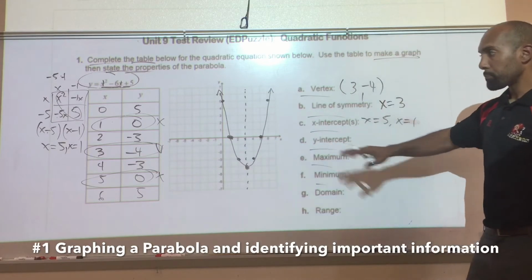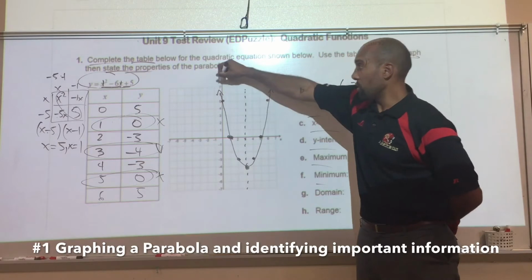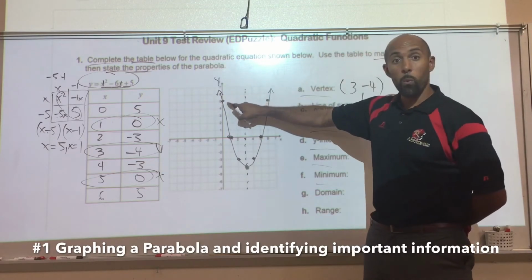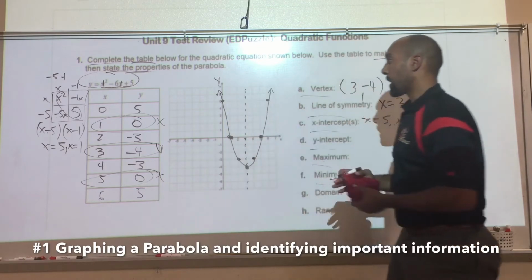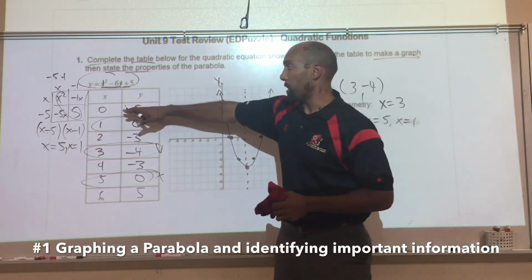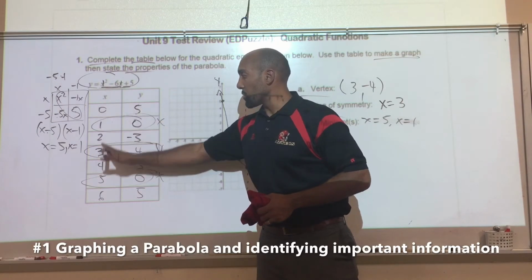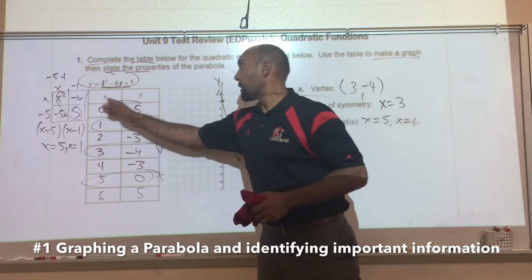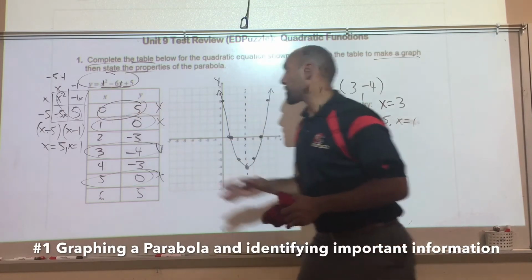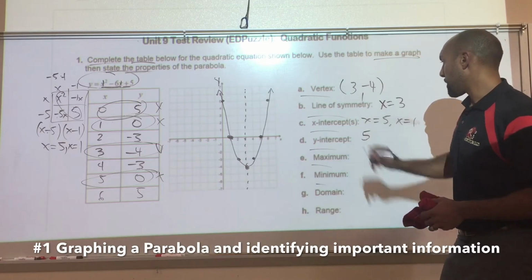Now y-intercept. I can look at the graph and see this is where it's touching the y-axis, because that's what a y-intercept is, where it touches this line. Okay, it's at 5. Also, anywhere I see a 0 in this column, that's where I know the y-intercept is. And you can see it's here. So 0, 5, 5 is my y-intercept. Okay, so I'll just go ahead and put 5.